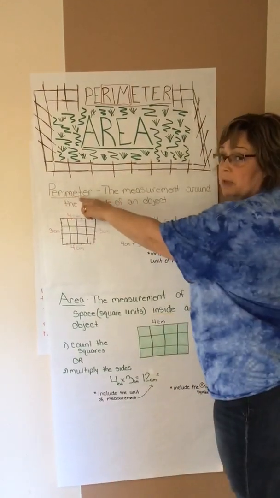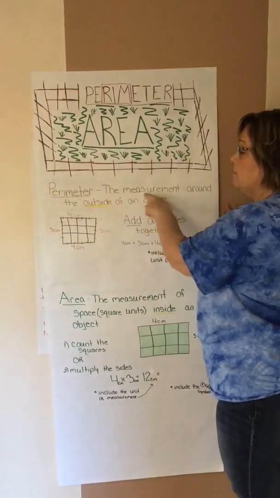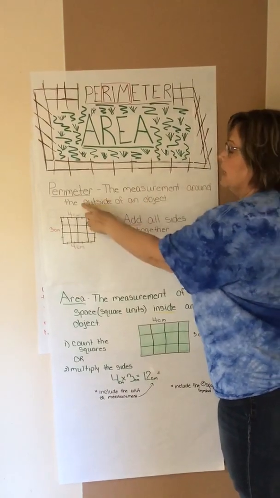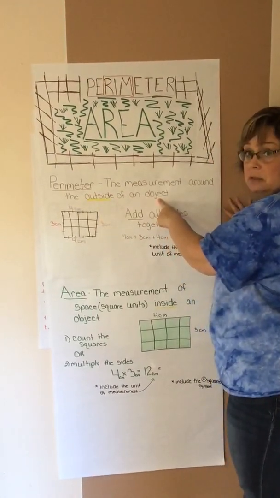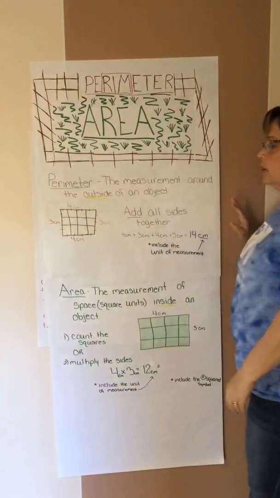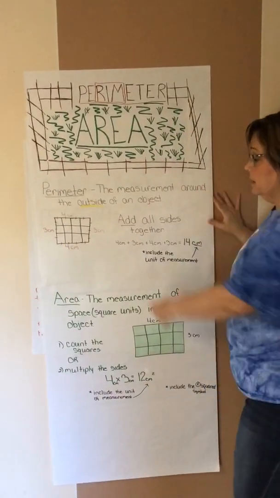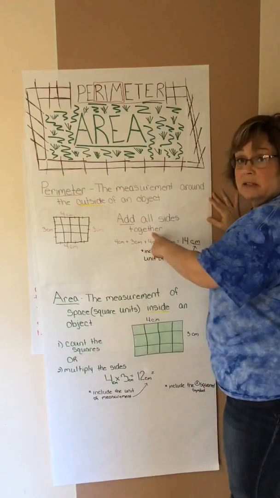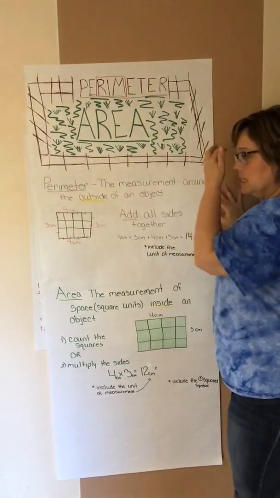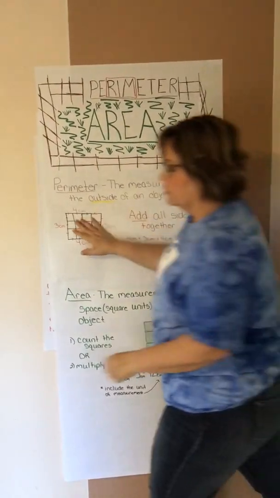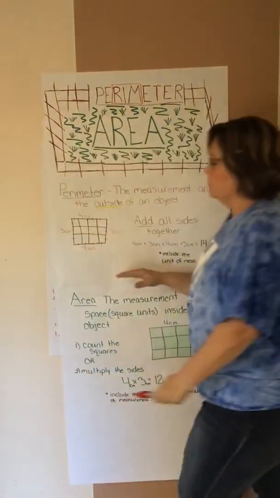The word perimeter simply means the measurement around the outside of an object. And if we want to figure out what the perimeter of an object is, we simply just have to add all of the sides together. So let's take a look at this first object that I have drawn here.